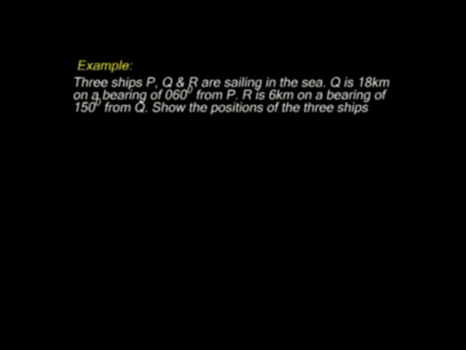Now to make it easy, I would have a compass at each possible point. The first thing I'll do is that I'll have a compass at P to allow me to locate Q, and then at Q I'll have another compass to help me locate R. Now at P, I'll draw the North Pole. Now I want to locate Q, and the information I have is that Q is on a bearing of 060 degrees from P. So I get an angle of 60 and then draw that line.